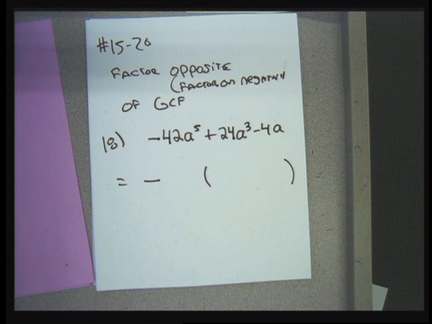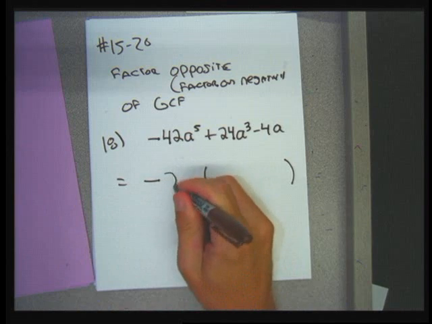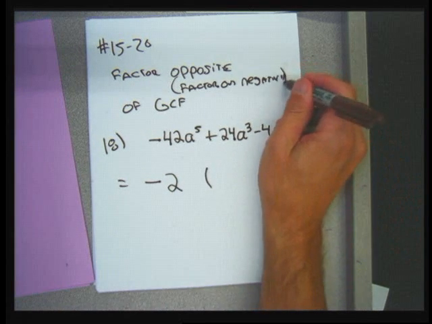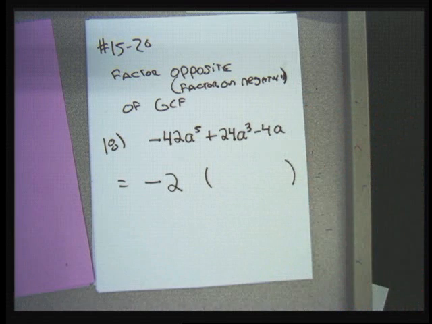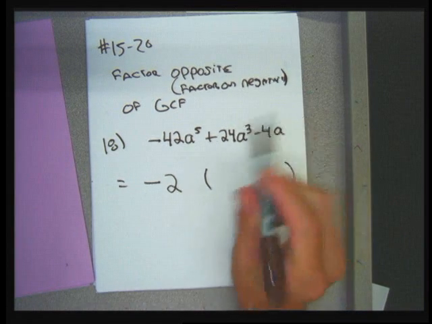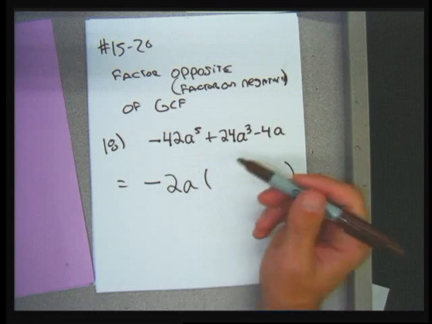What's the number? 2. 42, 4 doesn't go into 42, but 2 goes into 42, 24, and 4. So I'm going to write a 2. A negative just because I was asked to factor out the opposite. And I also need a letter. A, because each of the terms have A's. I know I need an A. I need the smallest occurrence of A, and that's A to the first power. So I'm going to have a negative 2A.